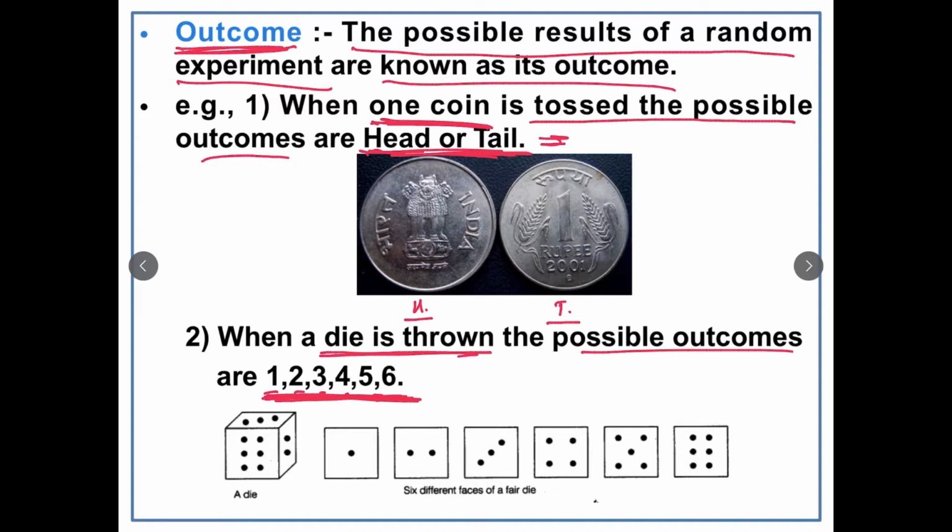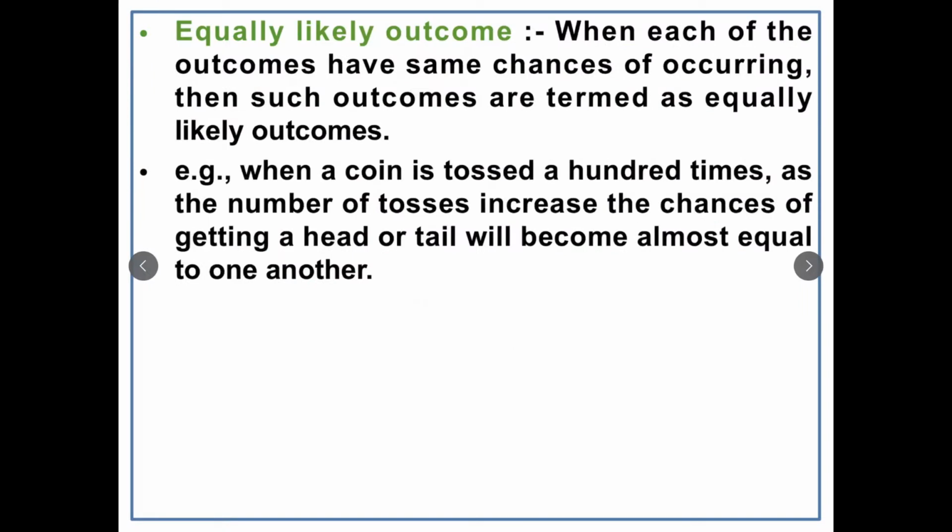Then next we have the equally likely outcome. Suppose we toss one coin, the possible result can be a head or a tail. Now if we toss a coin 10 times, we are again tossing one coin 10 times. So it can show any number. Suppose it falls on heads 6 times and on tails 4 times.